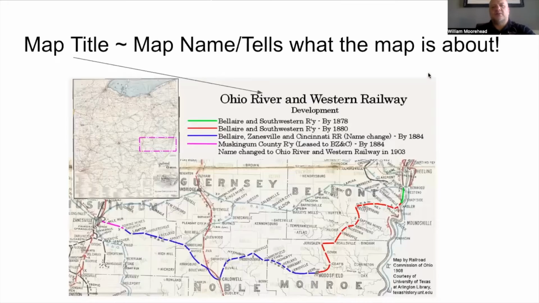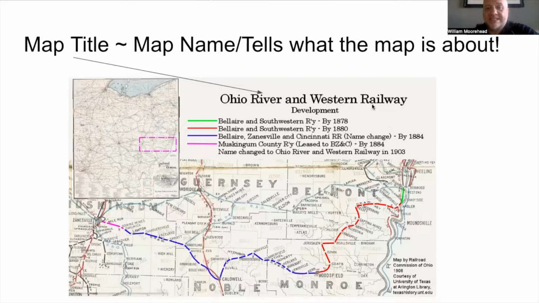Our very first part of a map is the map title. So you can see here that on this map, its title is Ohio River and Western Railway. When I was in school, our school had a map making division. And I worked at that map making division just to earn extra money for college. Almost all maps are still printed out, even though you can look at them digitally or on a computer. They're much easier to look at when they're printed out.